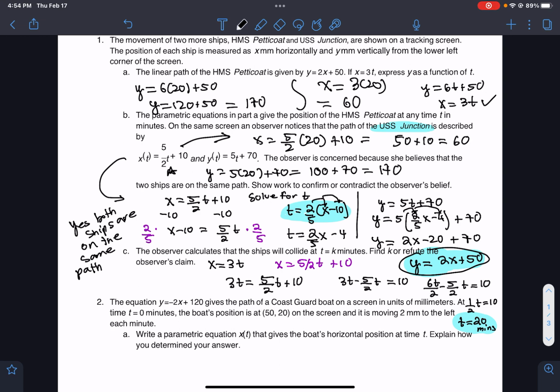So do you see how at 20 minutes, both ships are going to be at the coordinate 60, 170. So what's important here is we have two variables and one parameter, x being our horizontal distance, y being our vertical distance, and t being our time. You could both be in the same location, but if you're not there at the same time, then there's not going to be a crash. But here, unfortunately, there is a crash. So that's how you would proceed with number 1.